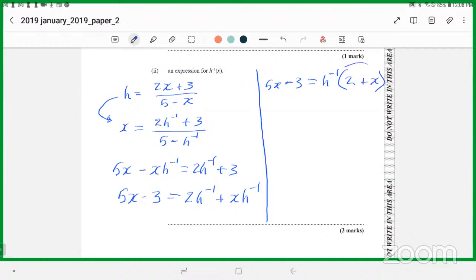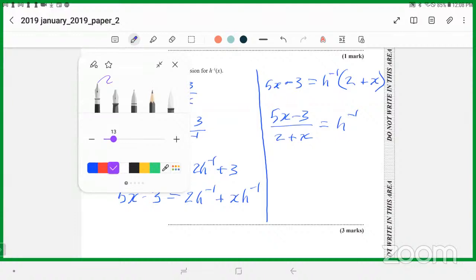Then I need to just take this 2 plus x and divide it under here now. Or it's like we're dividing both sides by 2 plus x. Same thing, whichever way you want to look at it, all we know is that this thing goes under here. So we're going to get 5x minus 3 over the 2 plus x. That equals the h to the minus 1. And we're done. So we can write the answer.